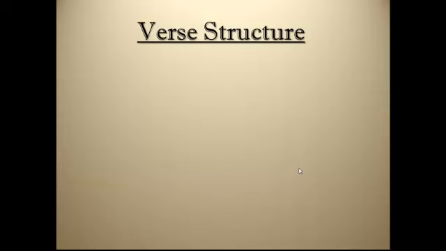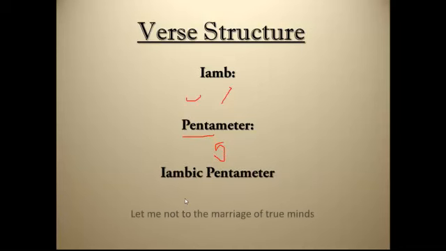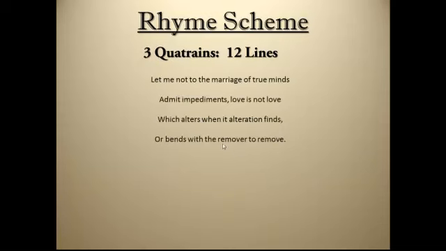The first structure of the Shakespearean sonnet is iambic pentameter. I am referring to an unstressed followed by a stressed syllable, and pentameter referring to the line of meter of verse, in this case penta referring to 5. Therefore, iambic pentameter is 5 iambs. It would look like this. Let me not to the marriage of true minds. 1, 2, 3, 4, 5.